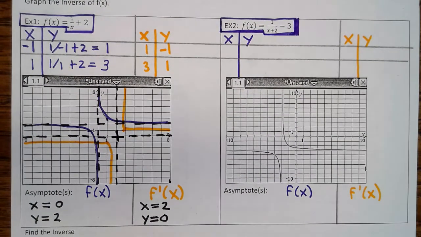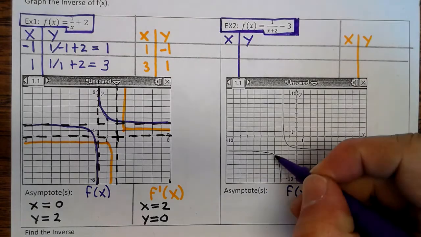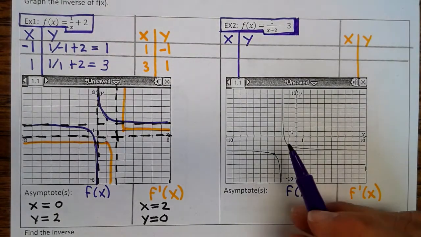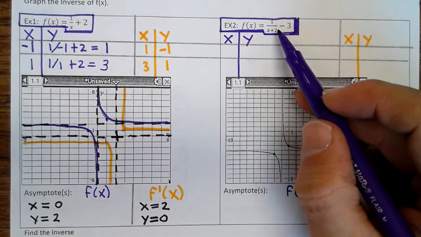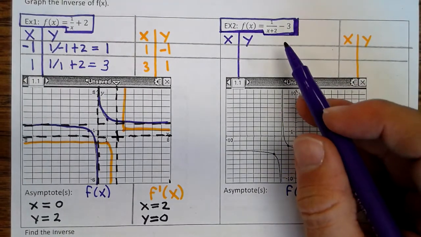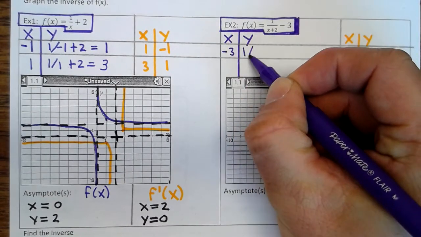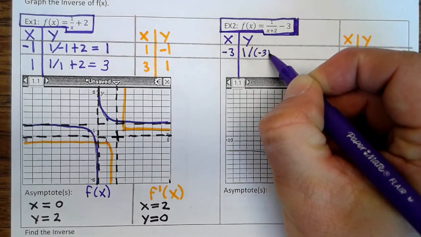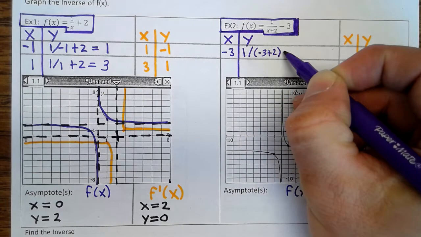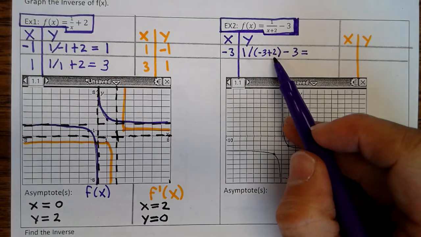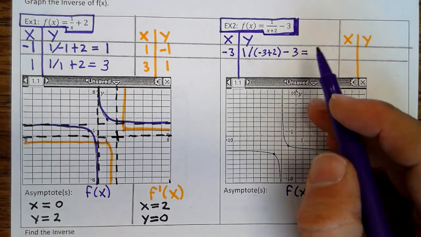All right, so let's take a look at example 2. Okay, so again, we want to find these 2 points. Okay, and to understand where those are, we look to try to make this a good point. And the best points to choose would be x is -3. So it's 1 divided by -3 plus 2 minus 3. So then that's -3 plus 2 is -1, minus 3 is -4.